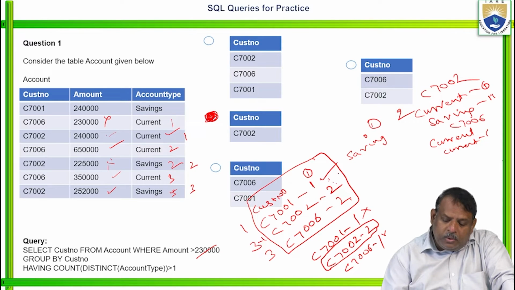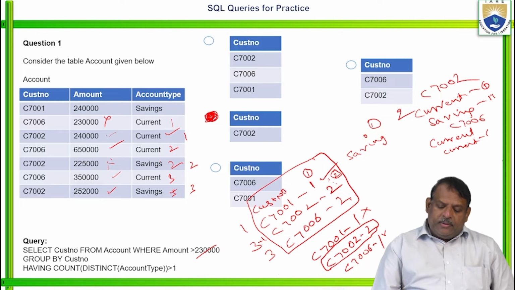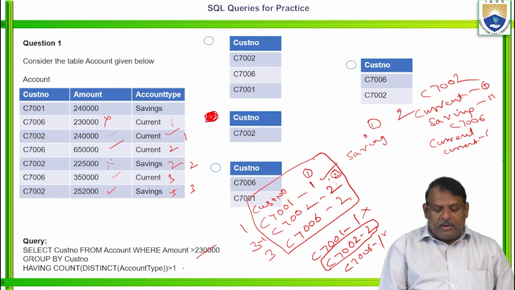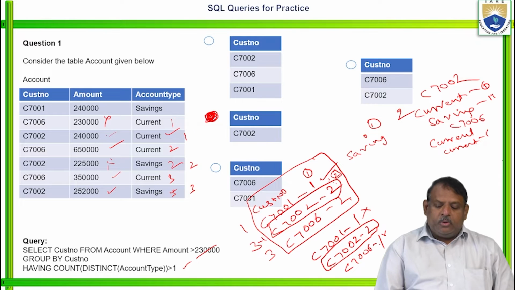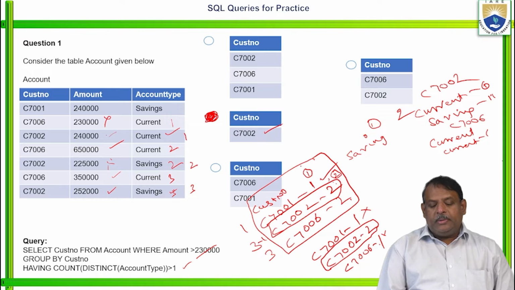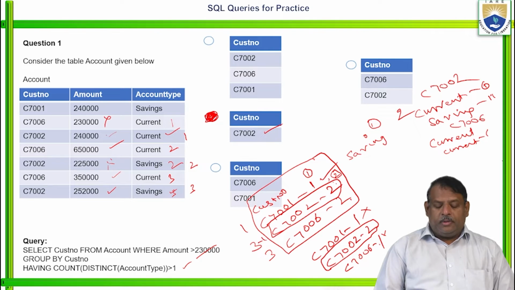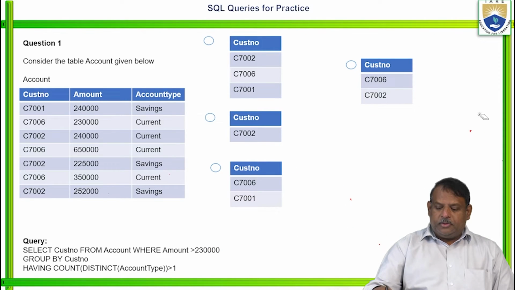So distinct count will be 2 here. Similarly for 706, it is having both as current, so distinct count will be 1. The condition is it should be greater than 1, so only one record satisfies: C702. So the answer is customer number C702. This is the right answer. Okay, this is how we solve the group by having clauses. Now we'll go to the next question.